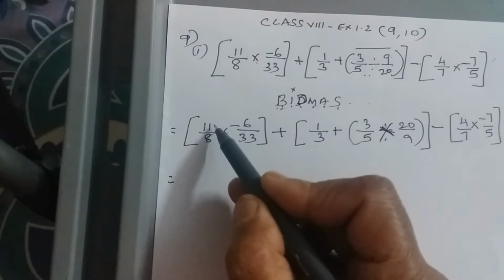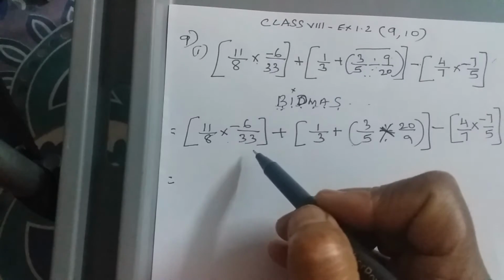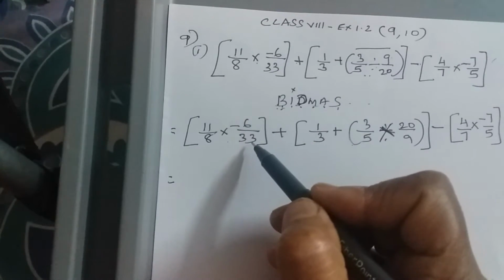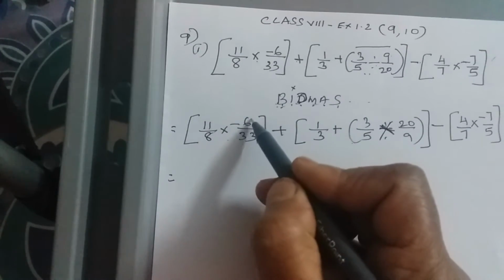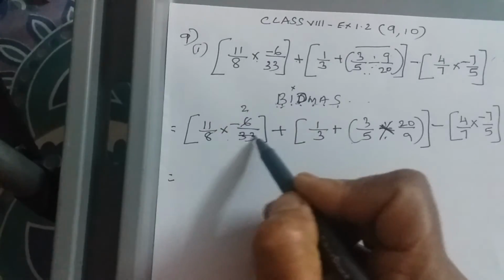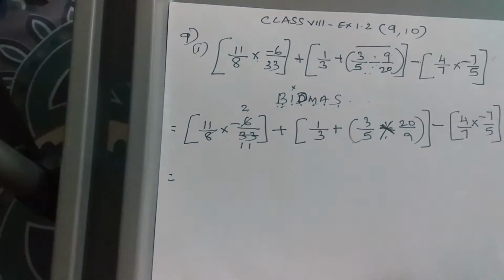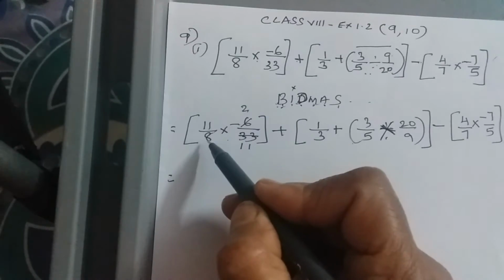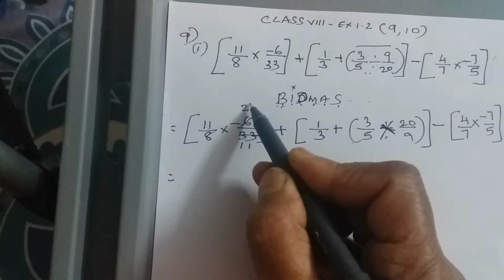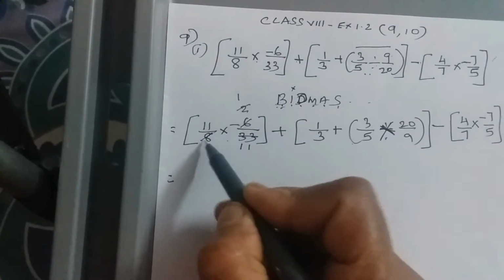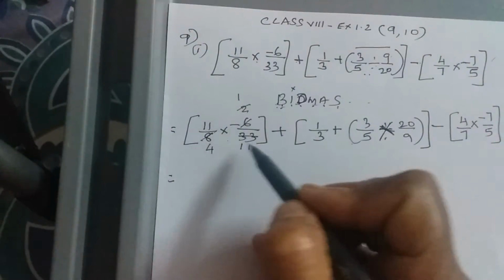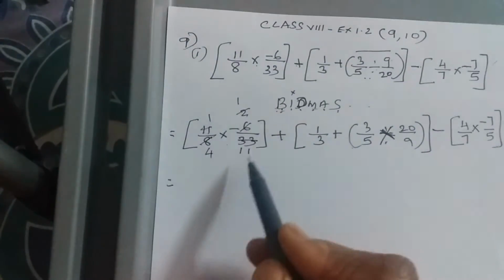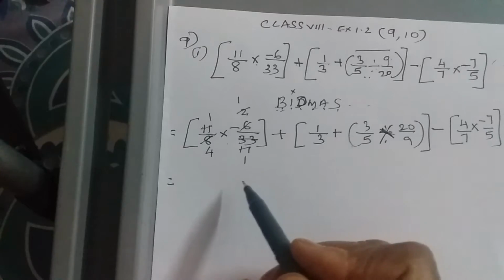Check 11 and 8. One is even, one is odd. They don't have a common factor. 6 and 33. Yes, both come in three tables. 3 2s are 6, 3 11s are 33. Now you see, 2 and 8, both are even numbers. They can be cancelled by 2. 2 1s are 2, 2 4s are 8. 11 and 11, yes, by 11 tables. 11 1s are 11 and 11 1s are 11.